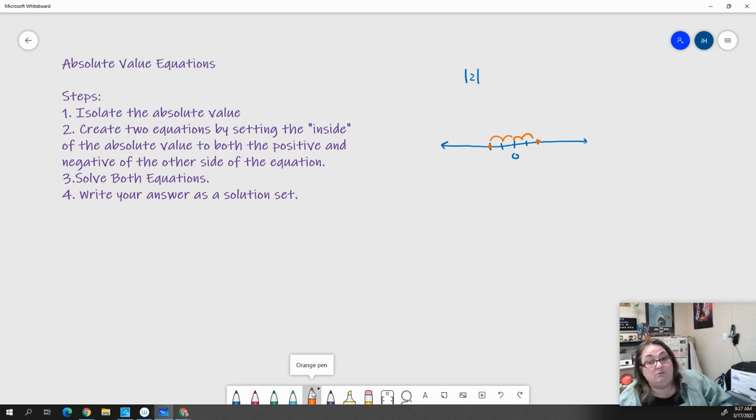And the reason we do that is because we can have a positive and a negative absolute value, right? Because it is just a distance. All the negative means is which direction I'm going in, right? If it's a negative, it's going in this direction. And if it's a positive, it's going in this direction. But they're still the same distance away from 0 on that number line. Then we just solve both equations and write our answers as a solution set. And I'll show you how to do all of that.